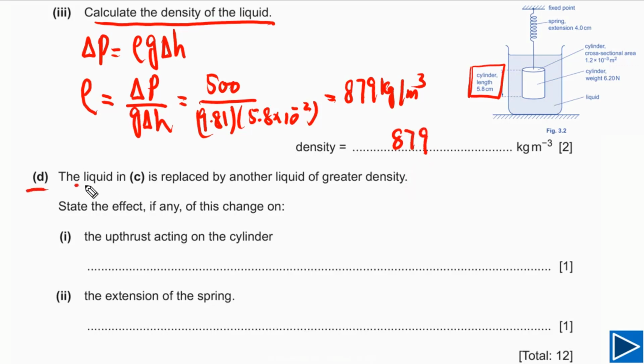For part B, it is given to us that the liquid in part C is replaced by another liquid of greater density.